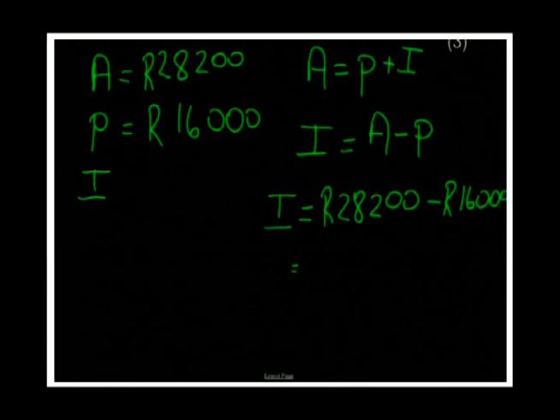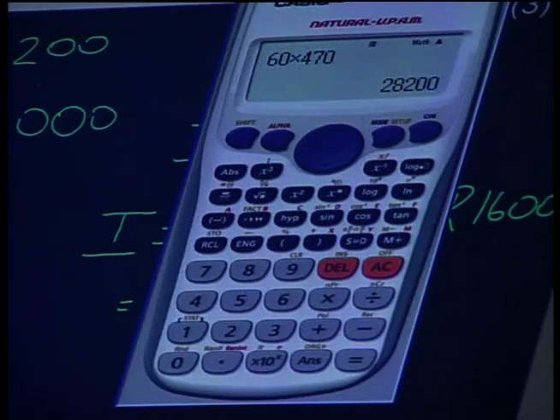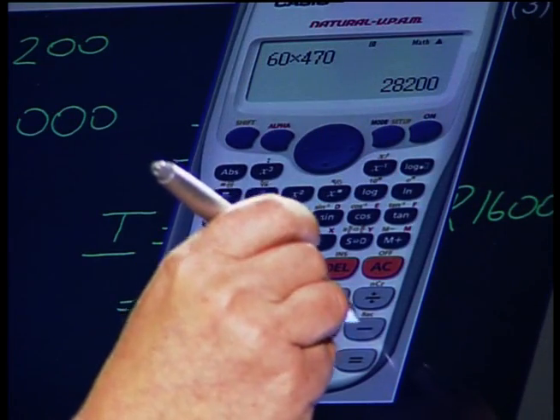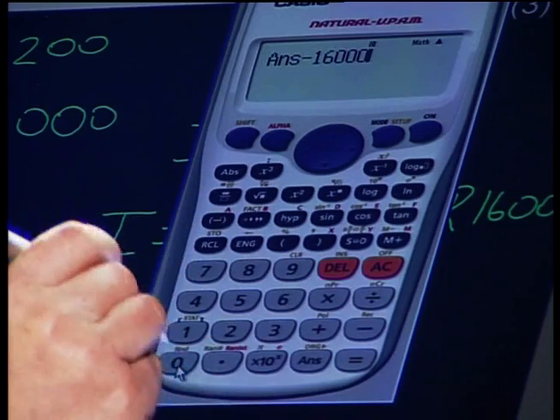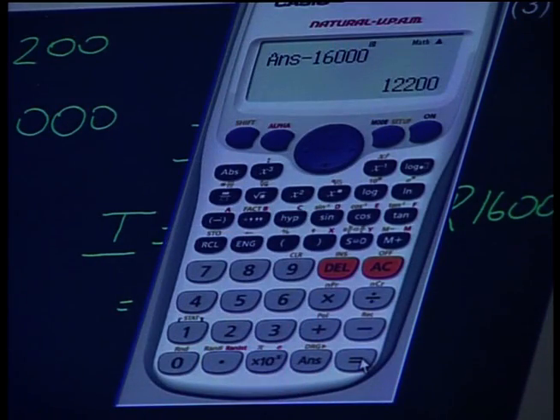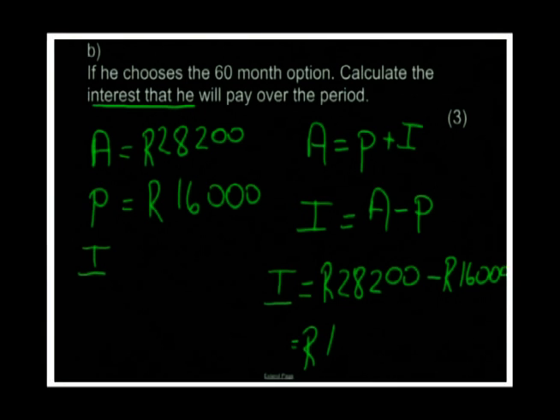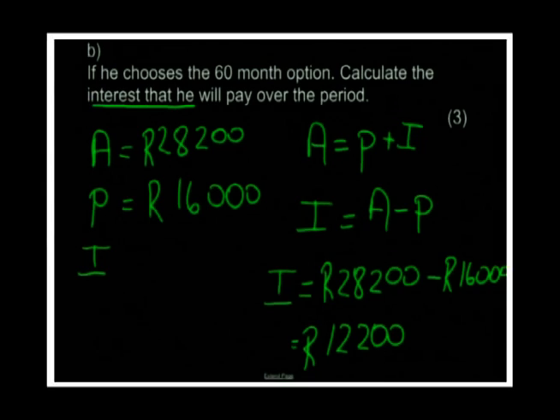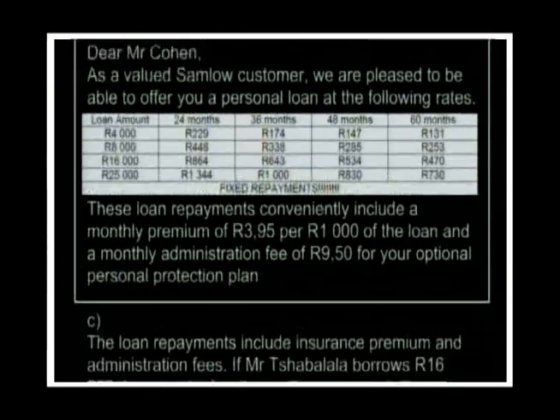And what is the final value? Well, I'm going to take my calculator to calculate that. I've already got that answer in my calculator. So all I need to do is minus my 16,000. And he's paying 12,200 Rand in interest. Okay, so his interest is 12,200 Rand. Right, have we answered the question correctly? If he chooses a 60-month option, calculate the interest that he'll pay over that period. We have answered. So let's move on to the next part of the question.